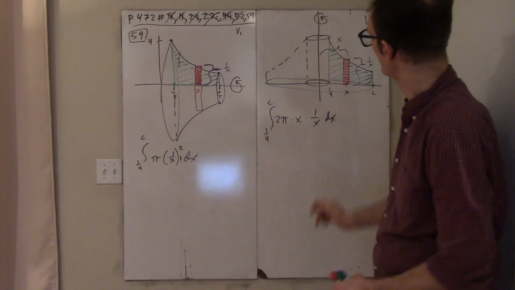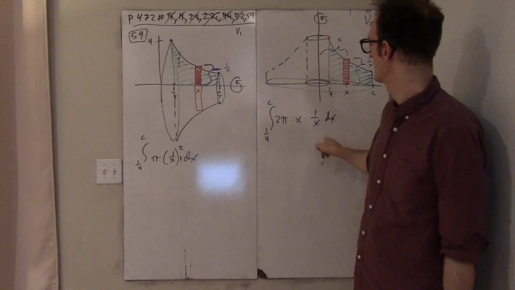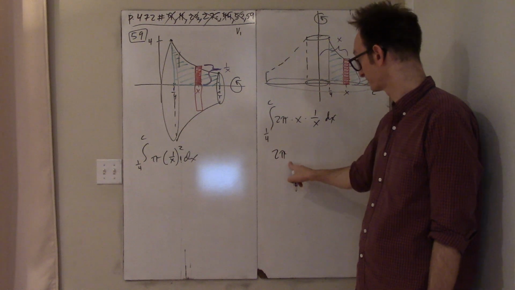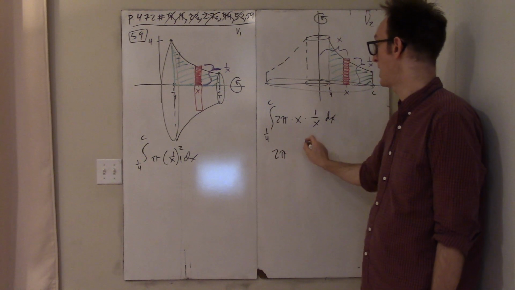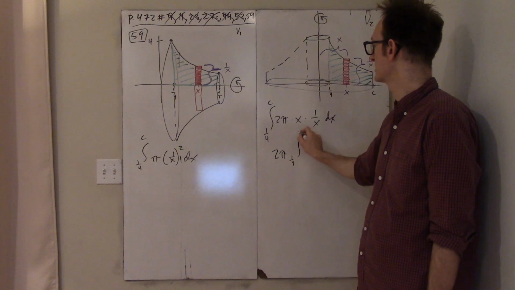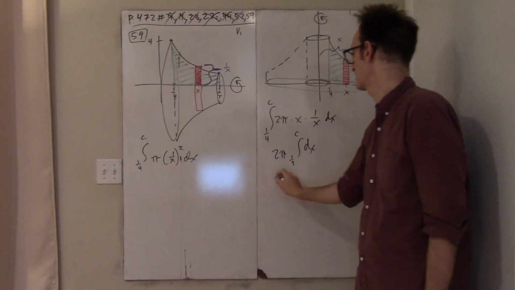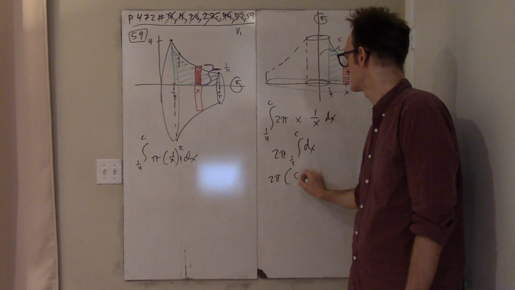Yeah, so this is like some kind of joke or something, right? Because here we get 2 pi, that's just gone, right? Integral from 1/4 to c of just dx. So this is just 2 pi times c minus 1/4.